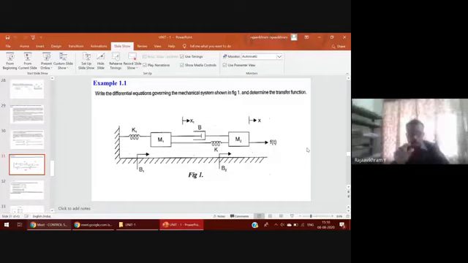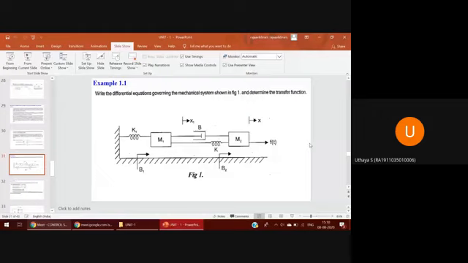So now what is the first step? You have to consider only M1 and analyze M1. Next M2, analyze M2. Can we move to the next slide? Yes, sir. Yes, sir.